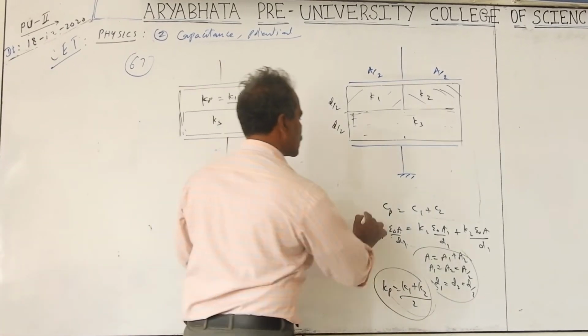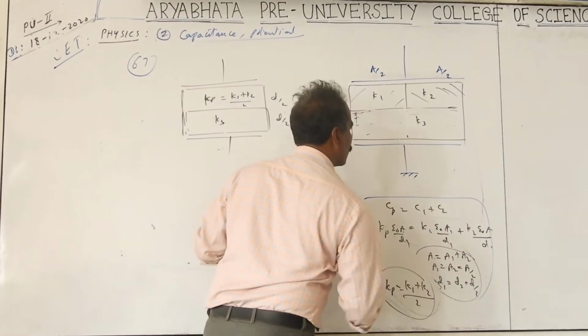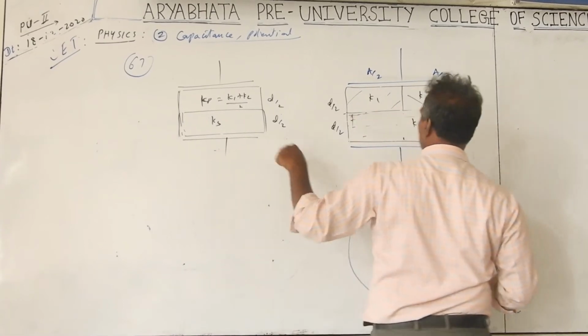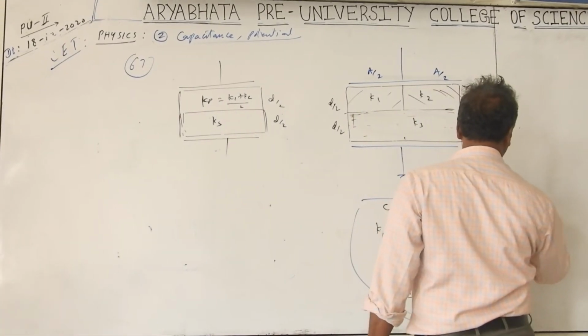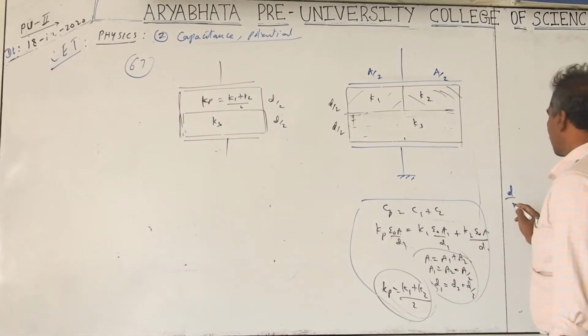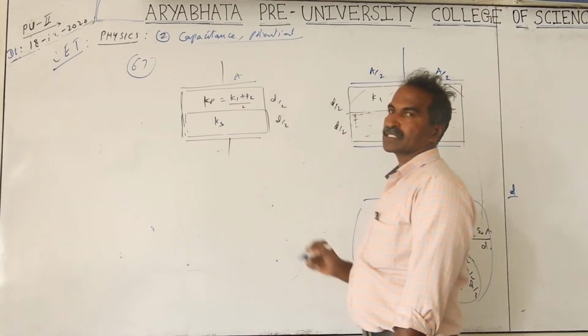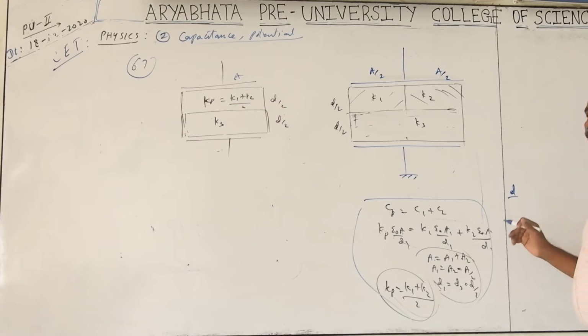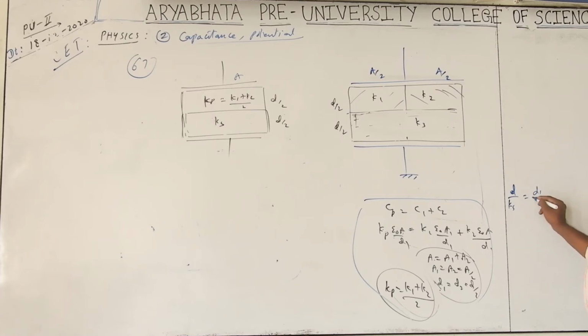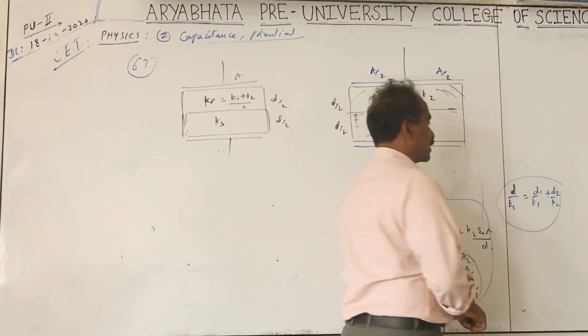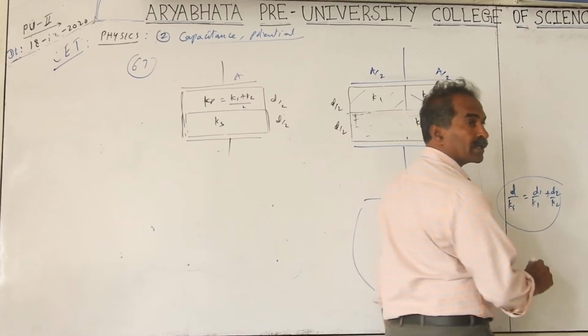So that is for the parallel combination. For the series combination, the distance is different. The area is the same for both, but the distance is different. The formula for dielectrics in series is D by K series equals D1 by K1 plus D2 by K2. And D1 equals D2 here.